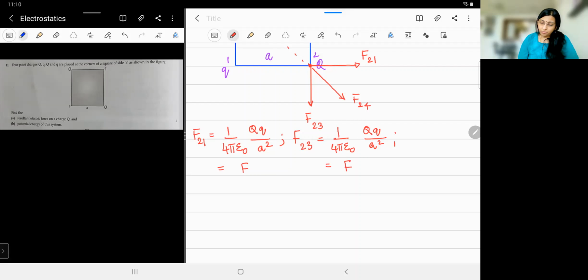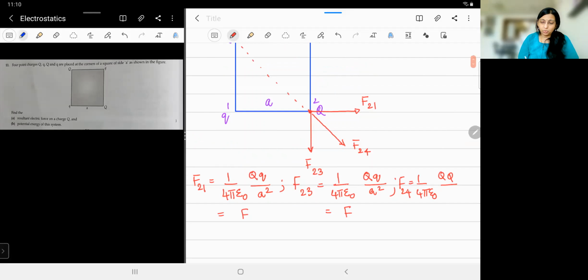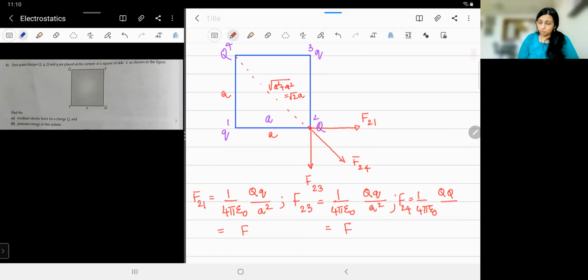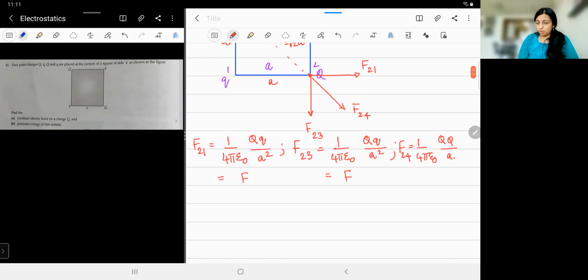They are all the same magnitude. And the third one, which is F24, is equal to 1 by 4 pi epsilon naught QQ divided by, now what is the distance between Q and Q? You can see that this is A, this is also A. So this will be root of A square plus A square, which is equal to root 2 A. Now substitute that value here. So A root 2 the whole square.